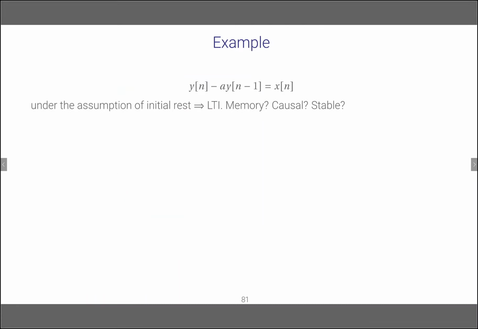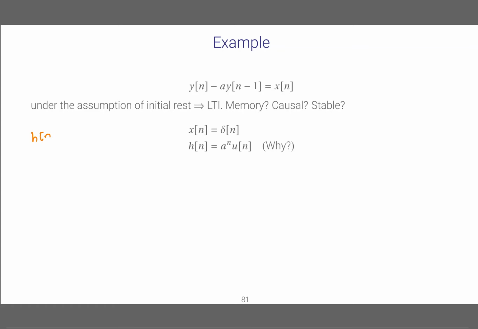Okay, so we can take one more example. Under the assumption of initial rest, that is LTI, does it have memory? Is it causal? Is it stable? When we consider the impulse response of this system, you get h[n] equals a^n u[n]. So we can do a little computation for that. By inputting delta[n] here, we will get h[n] here and a times h[n minus 1]. Okay, so let's compute that.